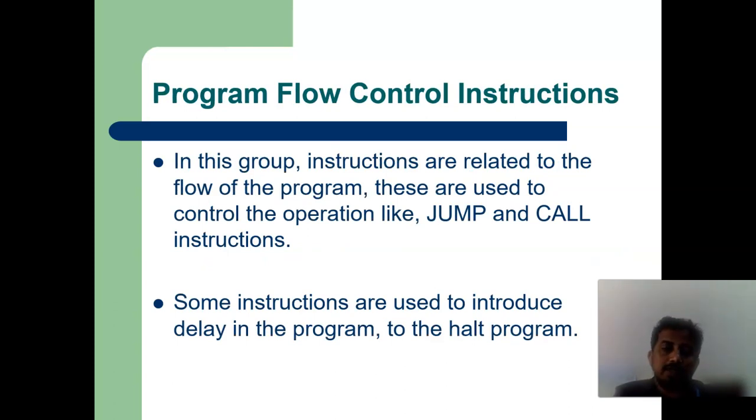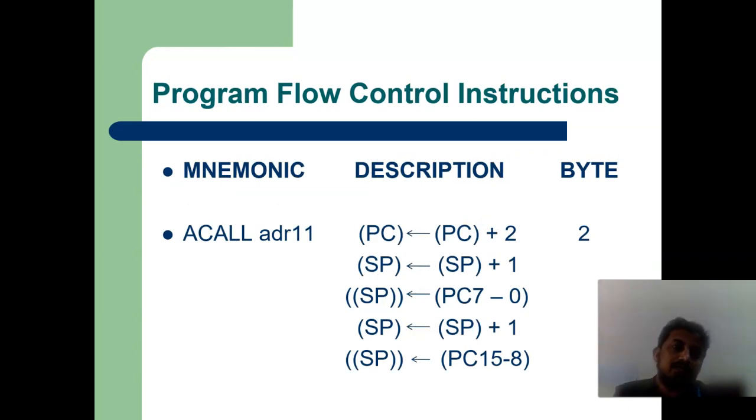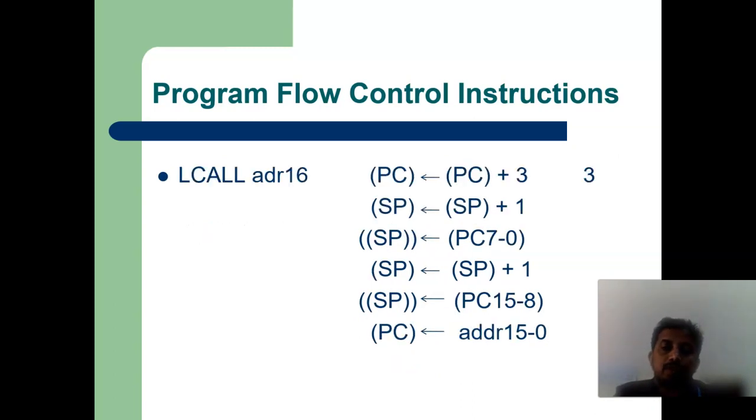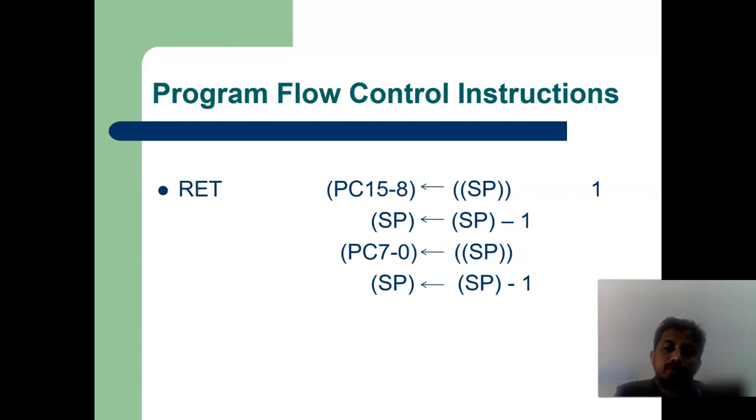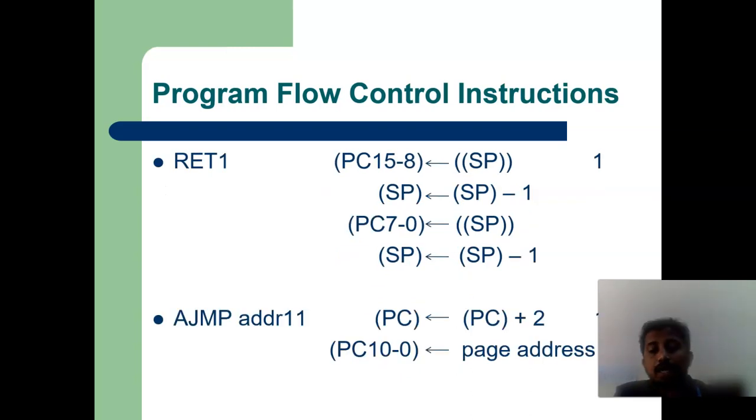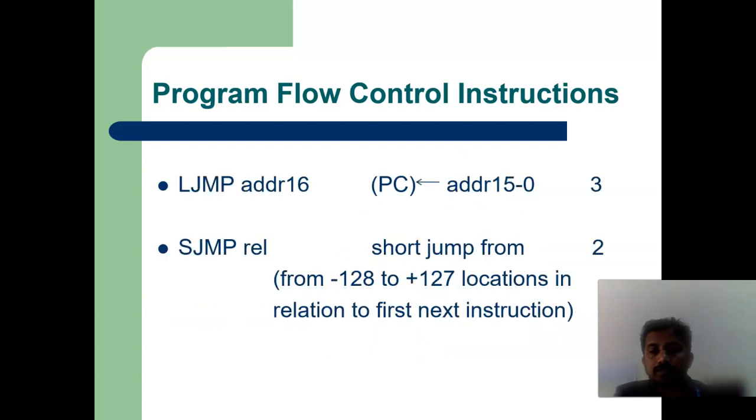And the last one is jump and call. Here you have different categories of call as well as jump. You have the absolute call. Call is nothing but calling a subroutine. In an absolute call, the address is given directly in the program. There is also a long call, and return. In the categories of jump, we have absolute jump, short jump, and long jump.